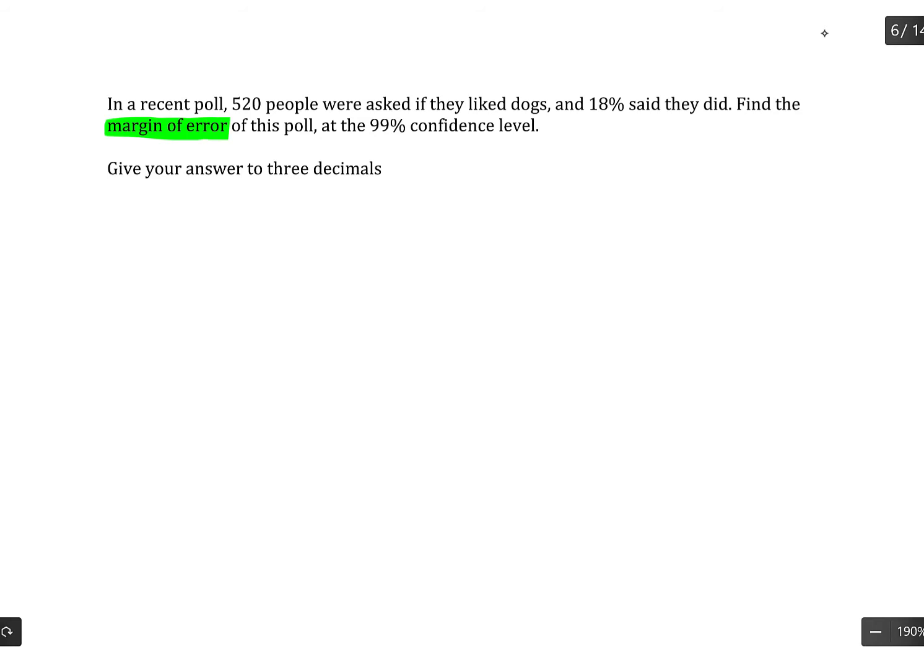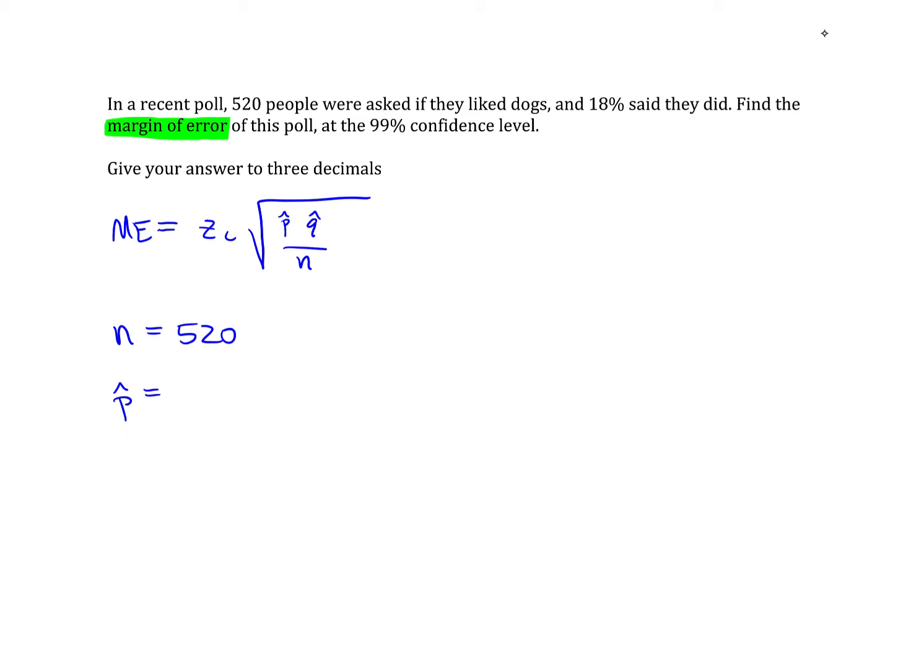So the margin of error is found with the formula z sub c times the square root of p hat times q hat divided by n. Now, we already have some information readily available to us. We have n, which is given in the problem as 520. P hat is the proportion out of the sample that favor our event, and 18% said they liked dogs, so that is the proportion. So p hat is 0.18.